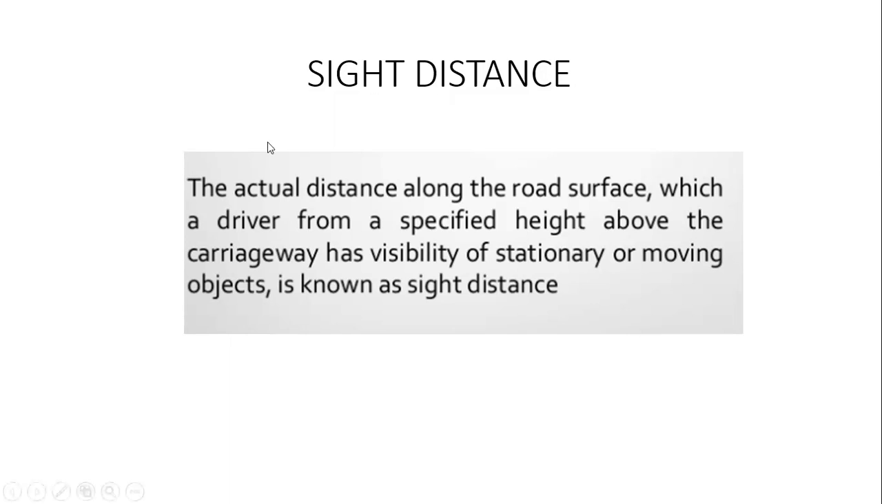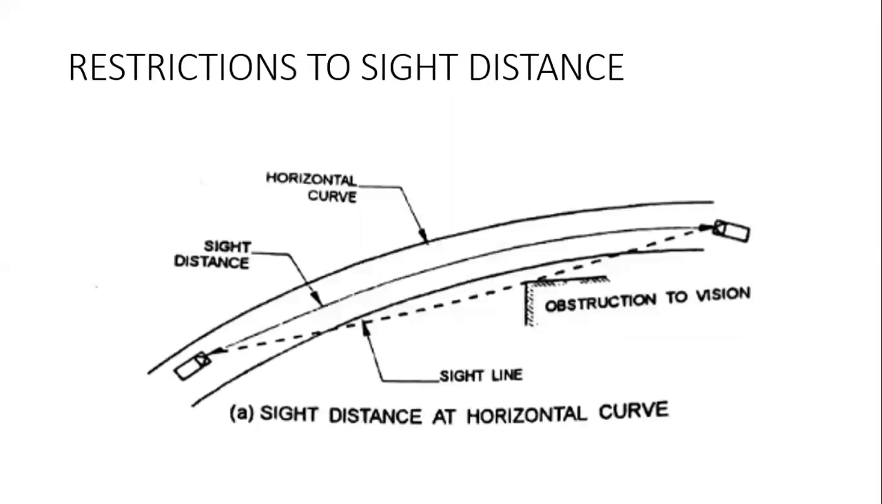So you can see the definition here. The actual distance along the road surface which a driver from a specified height above the carriageway, meaning the road, has the visibility of stationary or moving objects is called the sight distance. That means the actual distance which is visible to you when you are driving the vehicle. The driver will be sitting at a specified height, right?